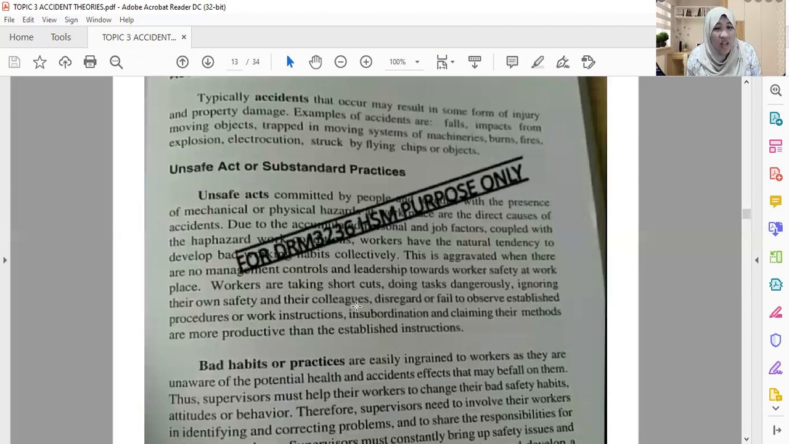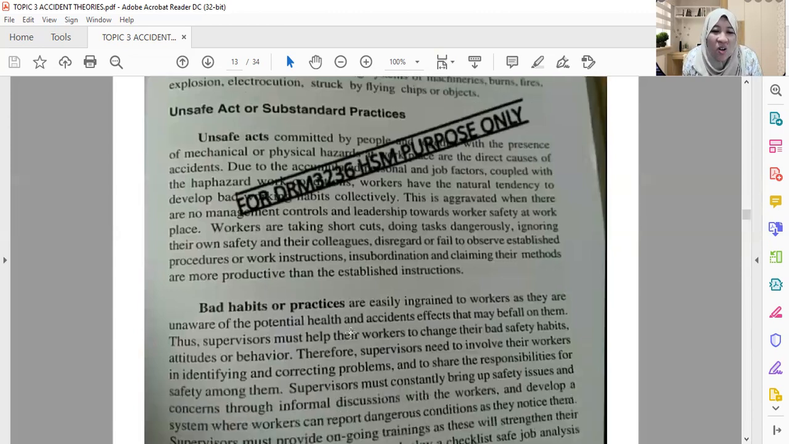They say even though we are not using PPE, they are faster. And we are not actually pending the task. We are still safe. Because why? The accident still did not happen to you.